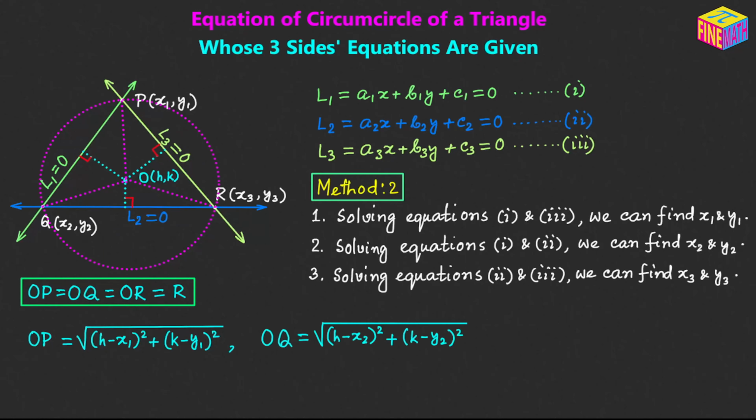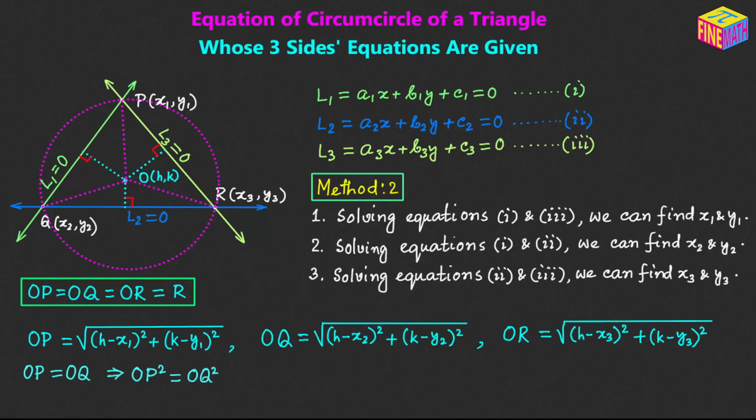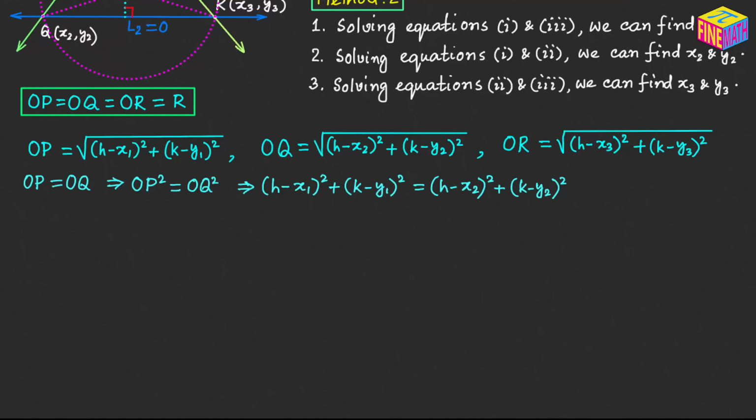And similarly, OQ will be like this and OR will be like this. And then let's create the first equation, OP equals OQ. And then if we square both sides, we can say OP squared equals OQ squared. And from there, we can write it like this. And then we can write it like this.